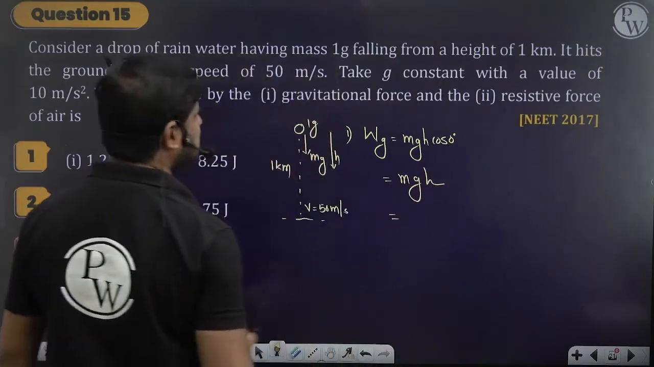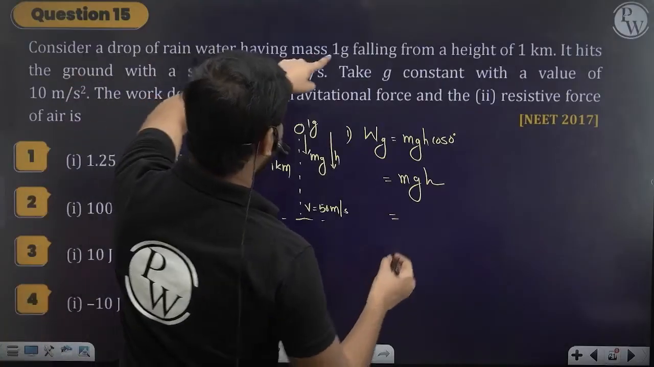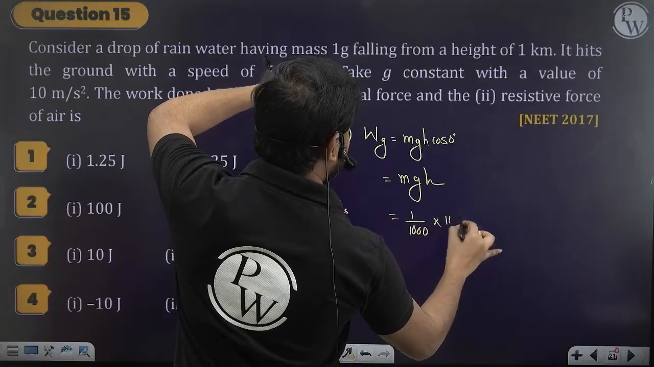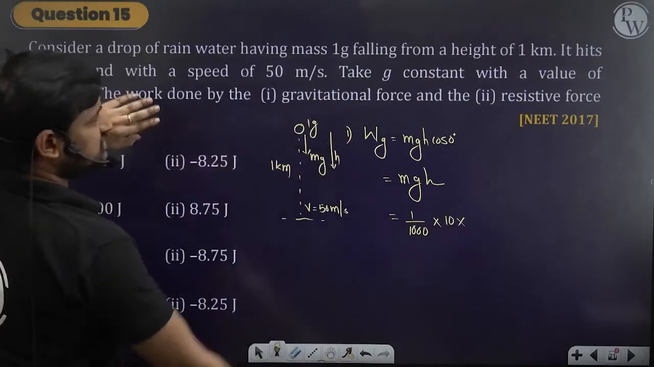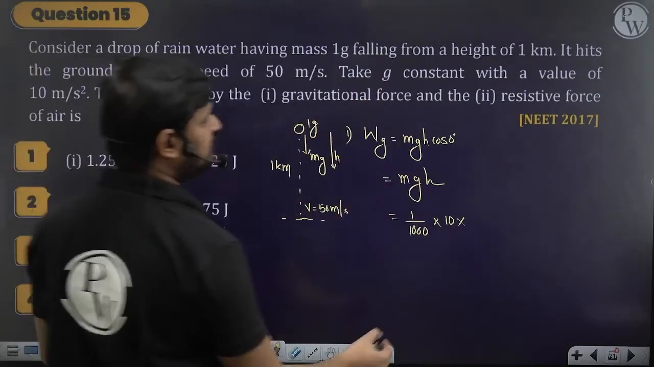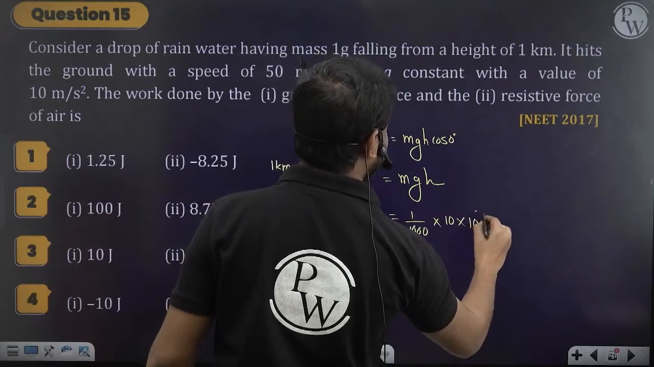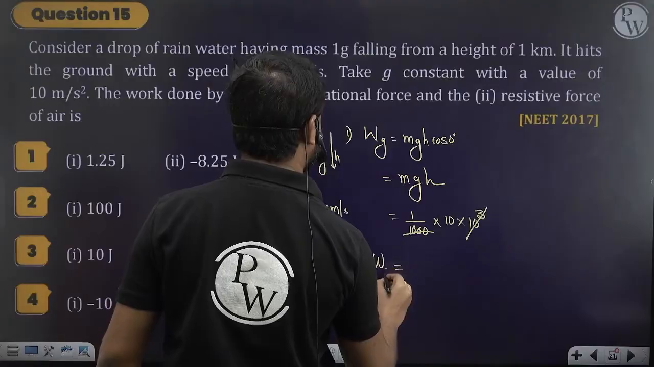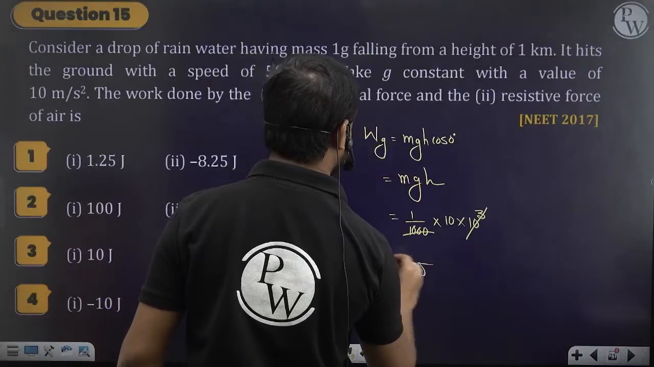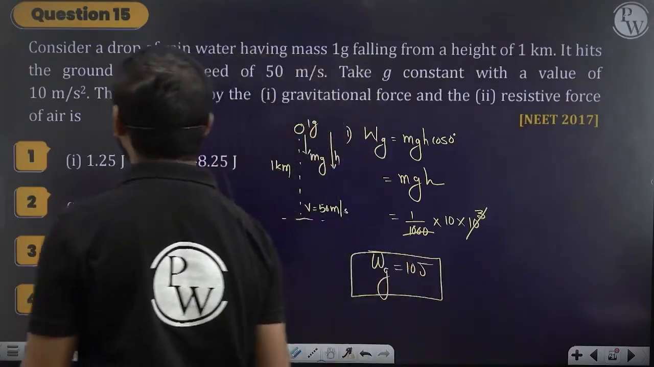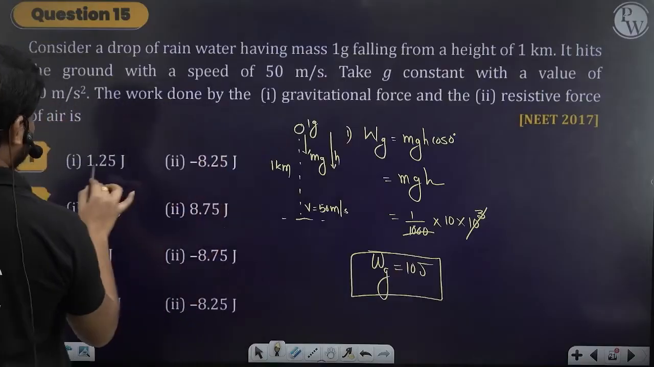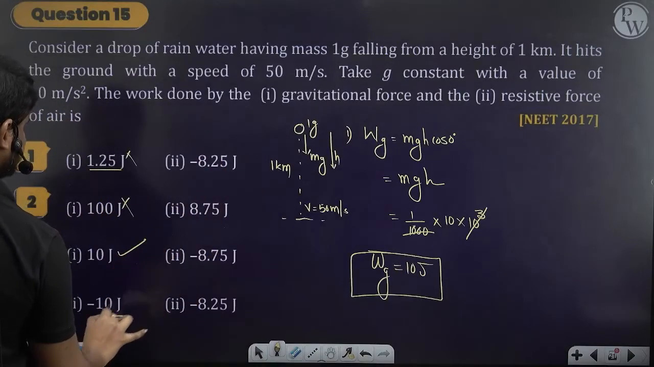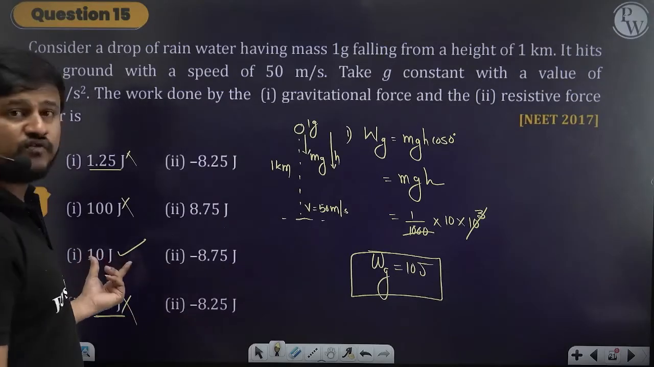So what is the mass? Mass is given as 1 gram. 1 gram means 1 by 1000. g is 10. Height: from how much height is it traveling? So 1 kilometer. 1 kilometer means 10 to the power 3. So 1000 cancels. So the work done by gravity is 10 joules. So check the options. The first question, this is not it. So 10, this is correct. This is minus 10, this is wrong. So directly you can go for option 3.